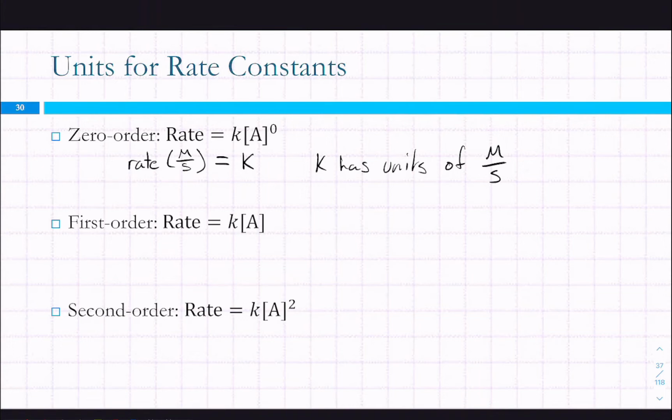For our first order reaction, we had our rate, which is in molar per second, equals k, and then our concentration of A is molar. So when we solve for k, k has units of just 1 over seconds.